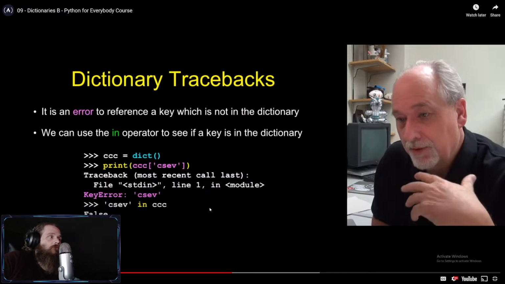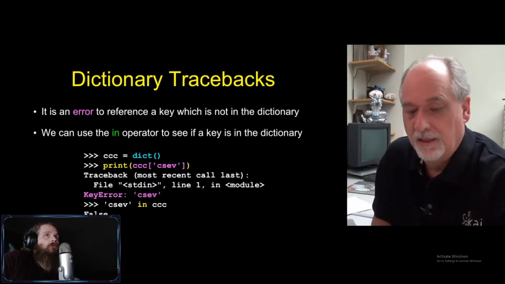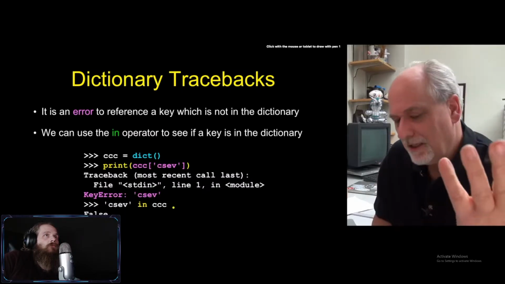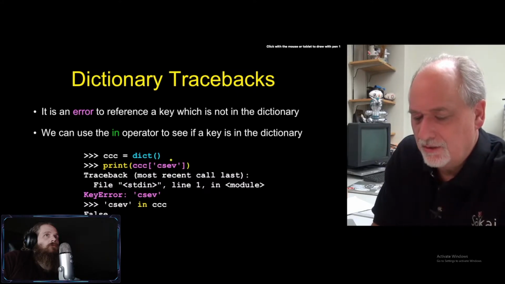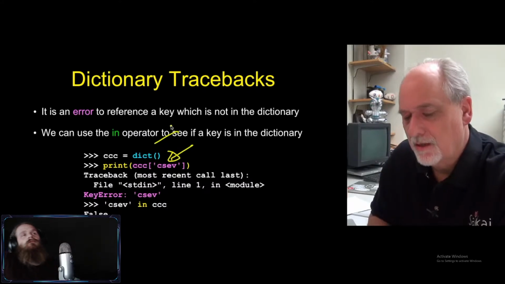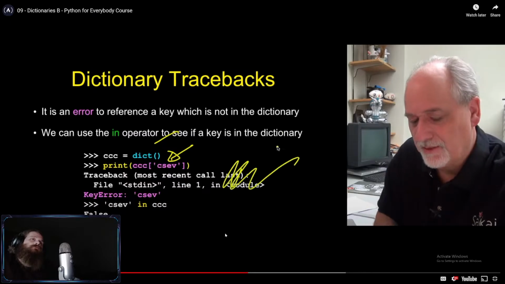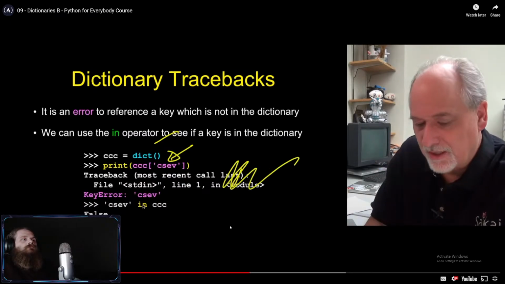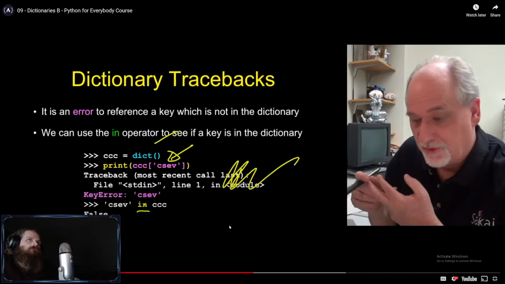Cool. The problem with dictionaries is, like everything in Python, there are rules about what you can and can't do. And one of the, I think, kind of frustrating things about dictionaries is that you can't just look for a key that doesn't exist. So this is a fresh, brand new dictionary. We do a constructor there, and we print out csev, and boom, it blows up, and that's bad. But we can solve this by the in operator. The in operator we've used in for loops, we've used it in lists, we've used it in strings.